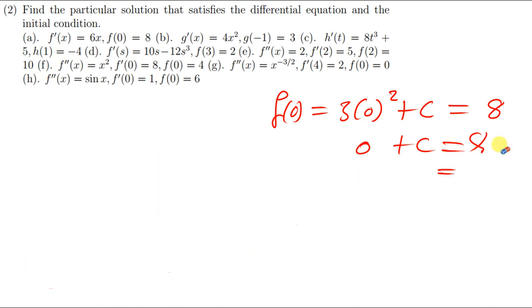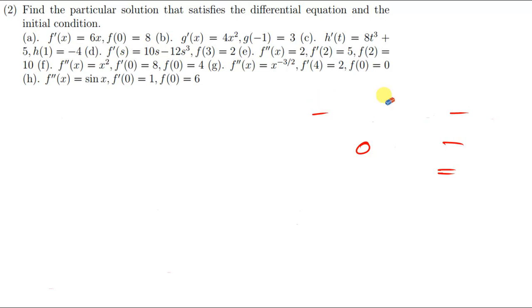Okay, so the next question is straightforward as well. So we have g prime of x is equal to 4x squared. So how do we do this?